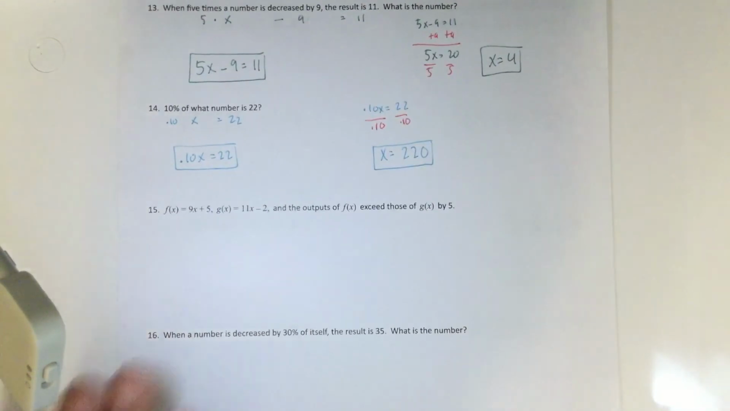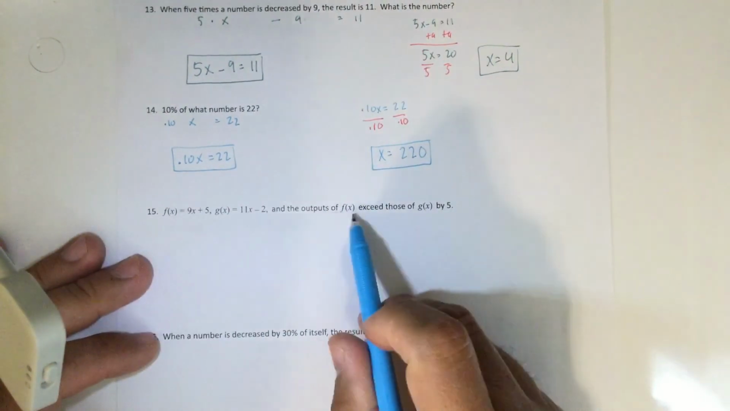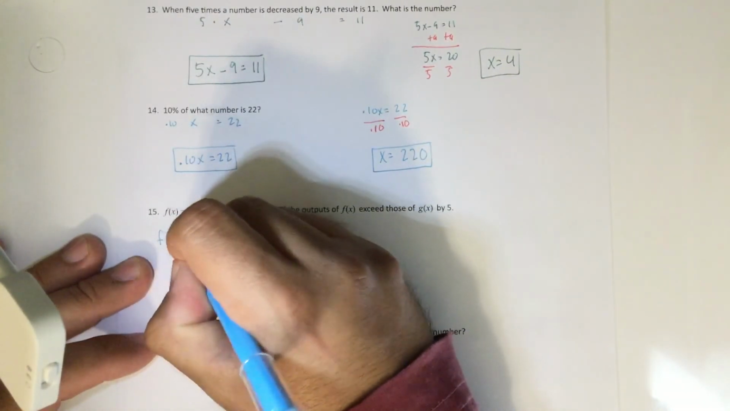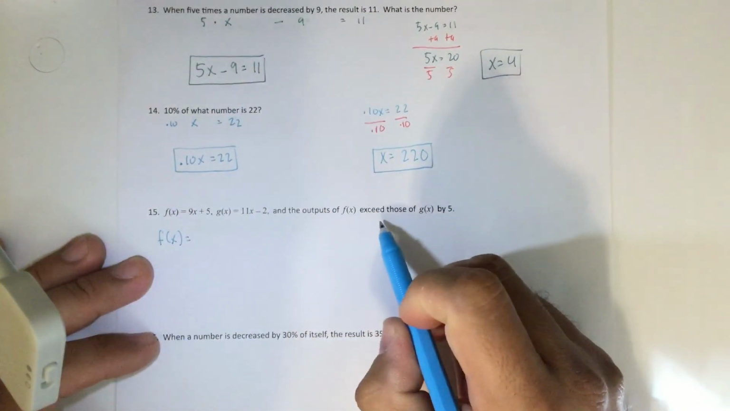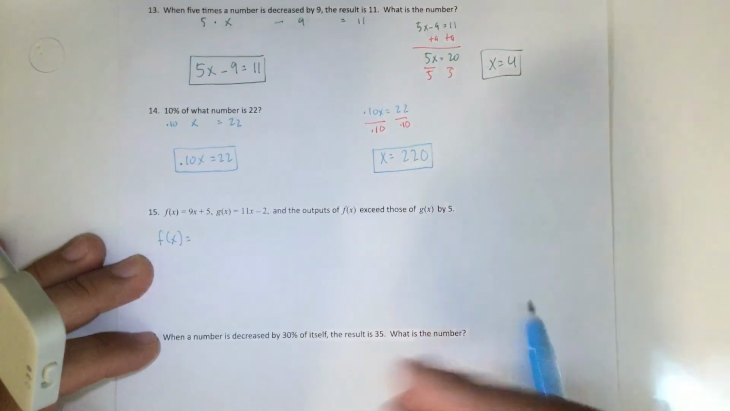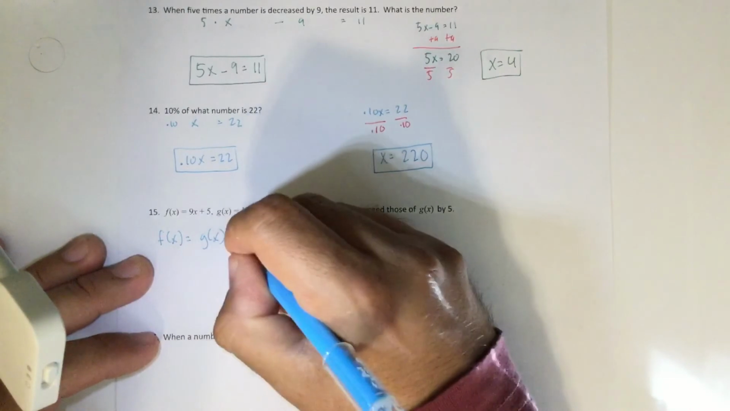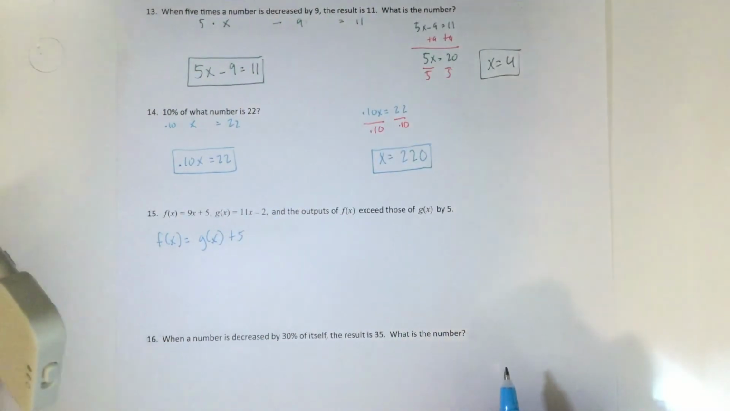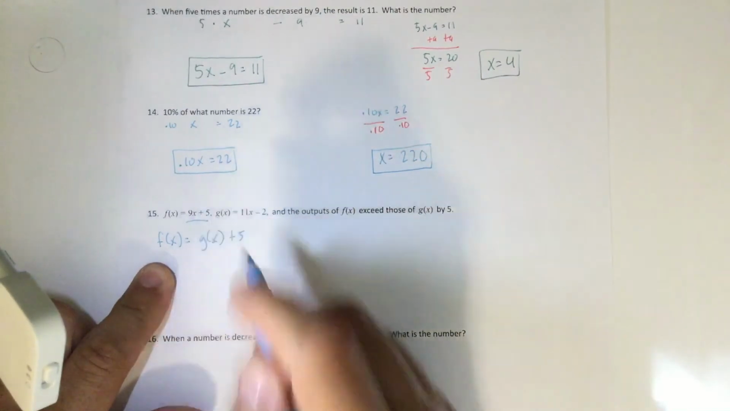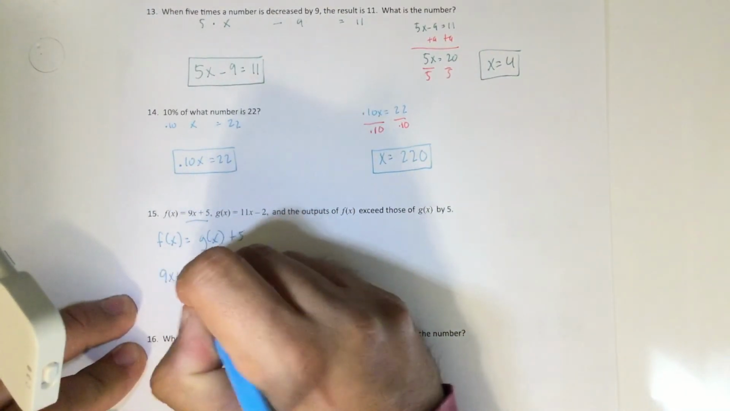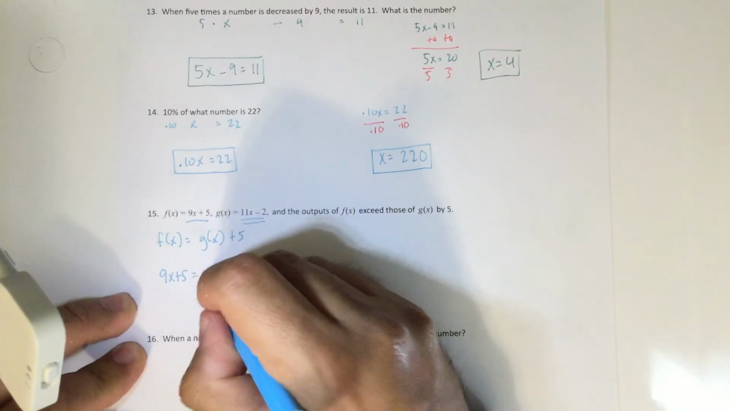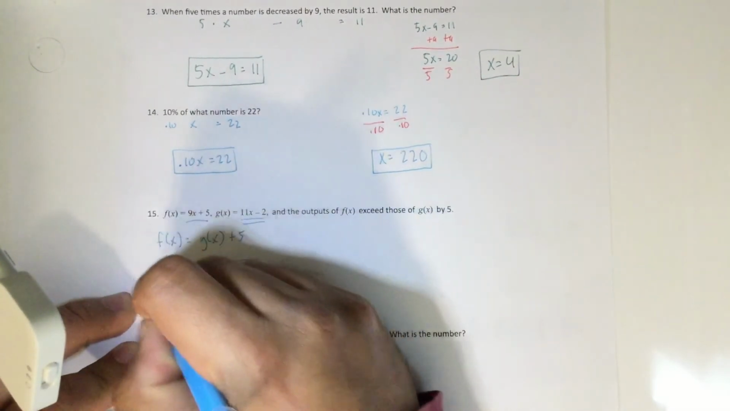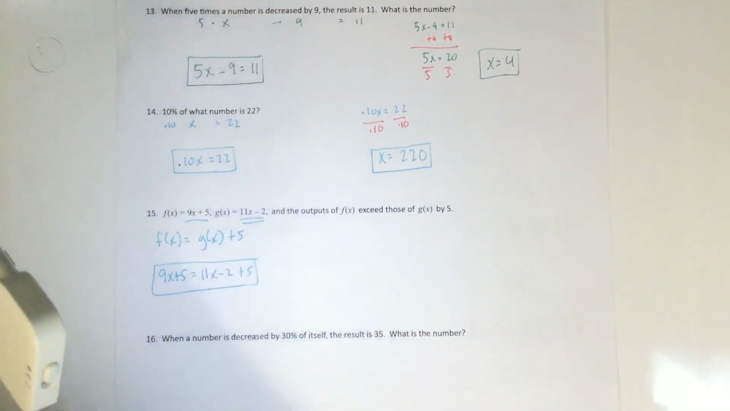It says f of x equals 9x plus 5, g of x equals 11x minus 2. And this is where you come up with your equation. The outputs of f of x exceed those of g of x by 5. So pretty much it's plus 5 to g of x. So g of x plus 5. Now we're going to substitute, because it's not my equation yet. So f of x was 9x plus 5, and g of x was 11x minus 2. And there's my equation.